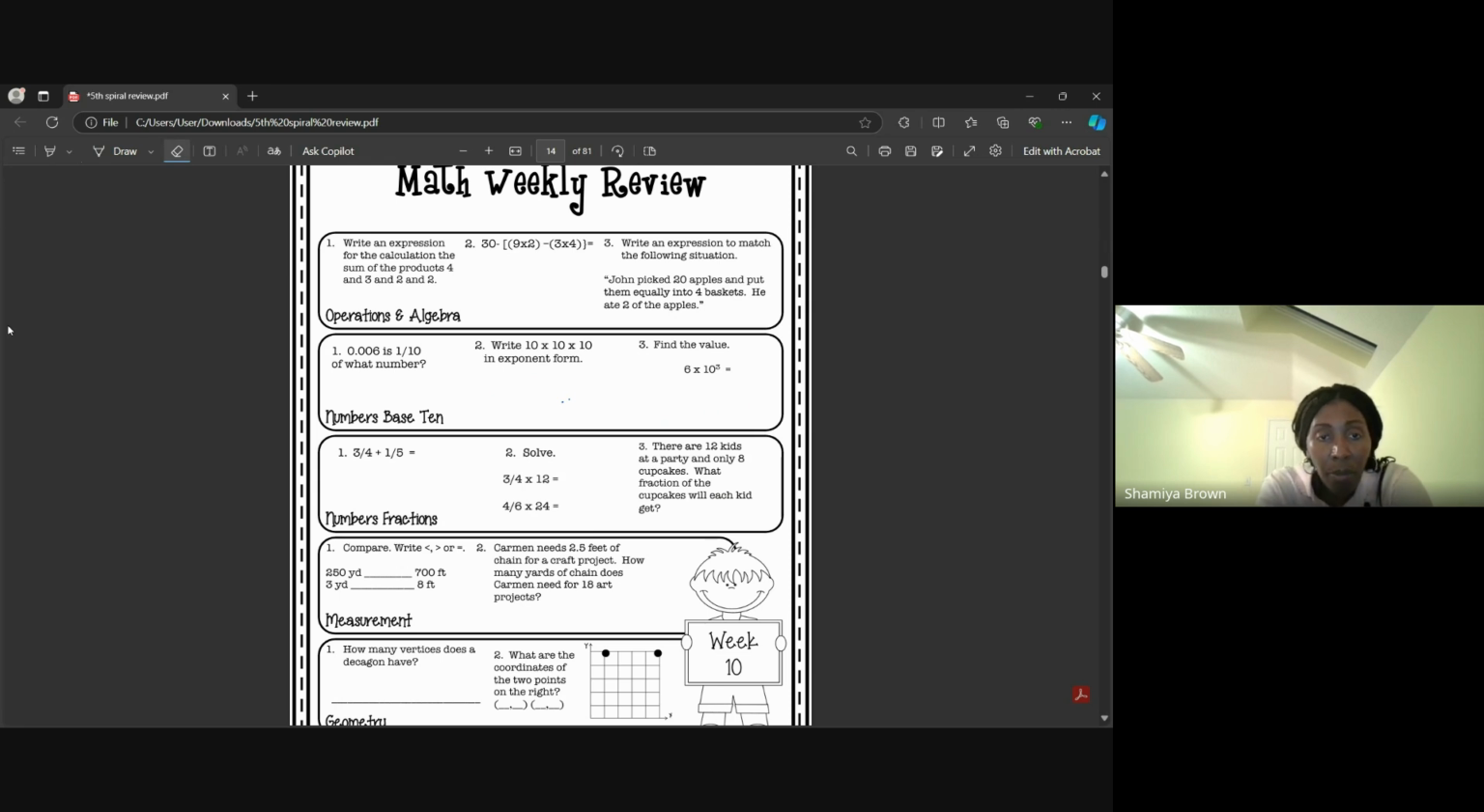This says 3/4 plus 1/5. I'll do this up here because I need some space. As you see, I don't have a common denominator, so I need to find a common denominator for 4 and 5. I already know my multiplication facts, so I know it's going to be 20. But if I didn't know, I could just list my multiples for 4 and 5.